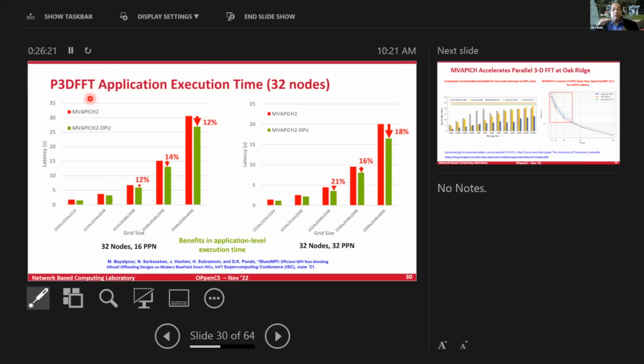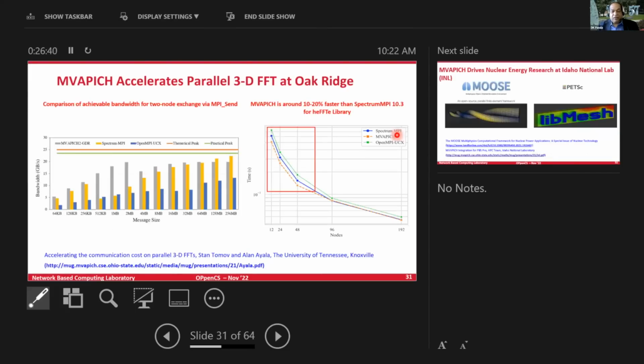They changed the blocking all-to-all to non-blocking all-to-all. And with that, now you can see at an application level, we are able to actually give you benefits, 21%, 18%. Okay, so the hardware is the same. Now if you use intelligent software like our MVAPICH2 DPU, you should be able to take benefits here. Now, to summarize this part of the talk, of course, I just highlighted only a few things.